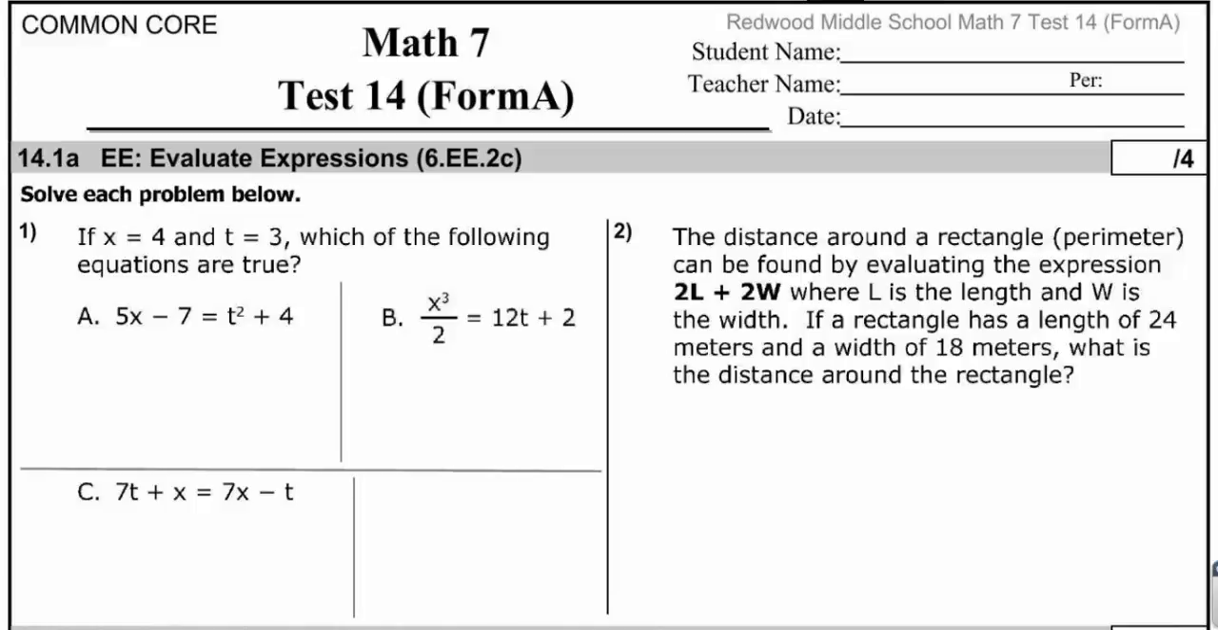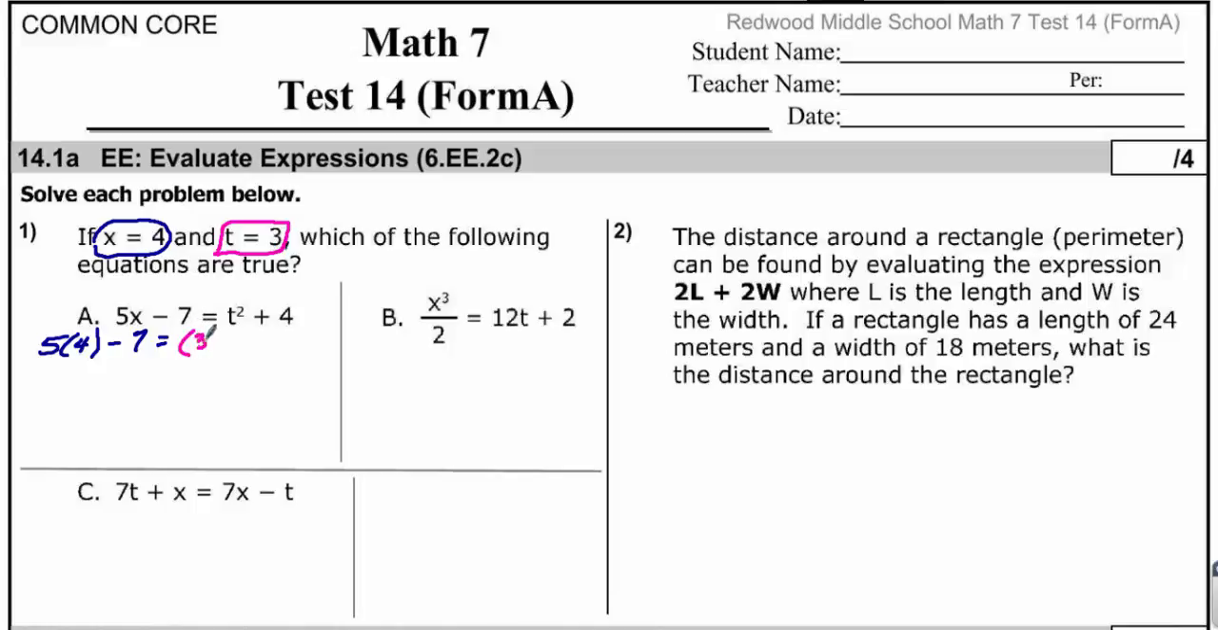So problem 1 is an evaluation problem. And we're going to substitute in. That's our first step. So where we see 5x, since x equals 4, we know that means 5 times 4. Anytime you see a letter and a number next to each other, the number's called a constant, the letter's called a variable, that always indicates multiplication. So we have 5 times 4 minus 7 equal to t squared plus 4. T equals 3.